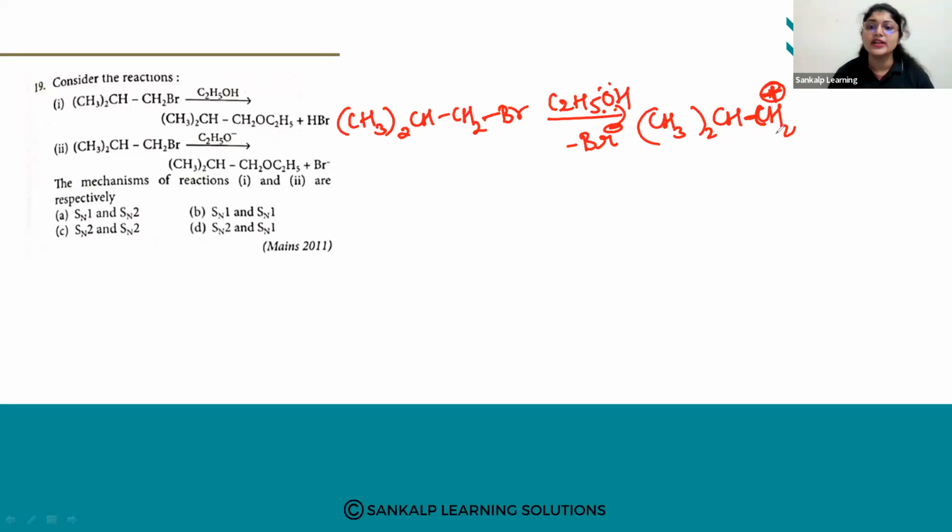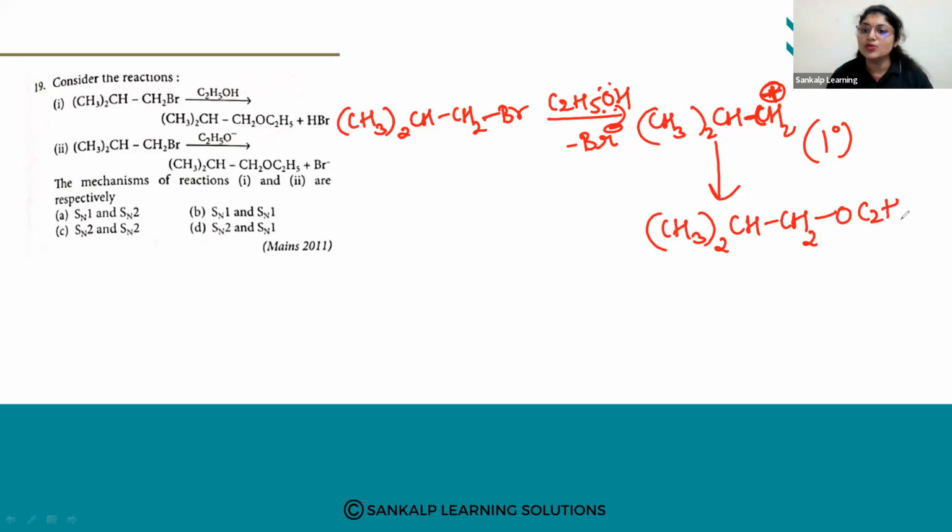So primary carbocation is most stable in what form? It is most stable in SN2 mechanism, right? So for primary carbocation, this is an SN2 mechanism. So what will happen? (CH3)2CH-CH2-O-C2H5 will form, plus HBr. So this is the product.